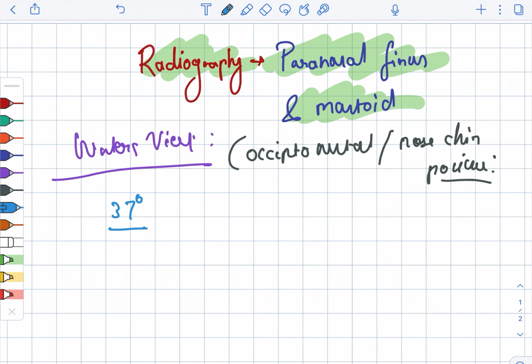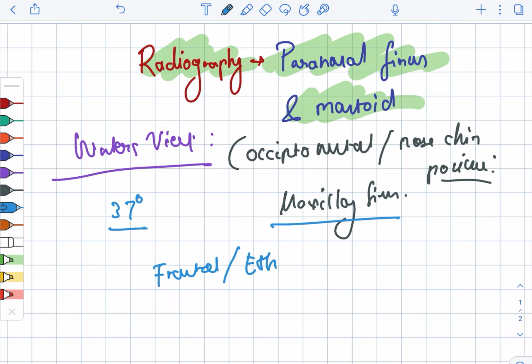This is done to check the maxillary sinus. Its main purpose is maxillary sinus. Next, it is also done for the frontal, ethmoidal as well as the sphenoid sinus. This is to the open mouth.